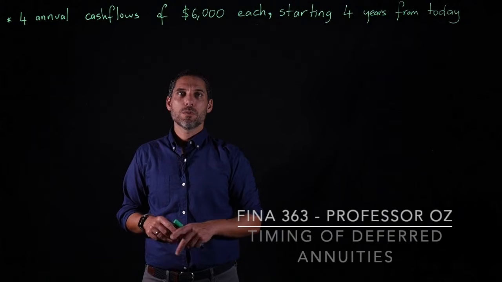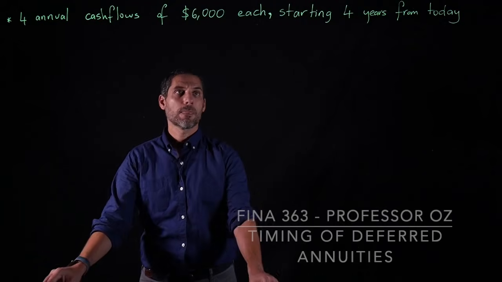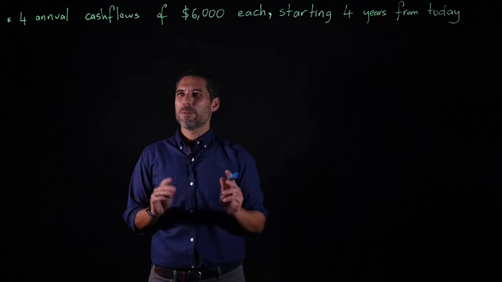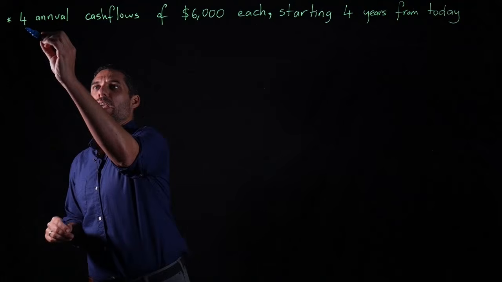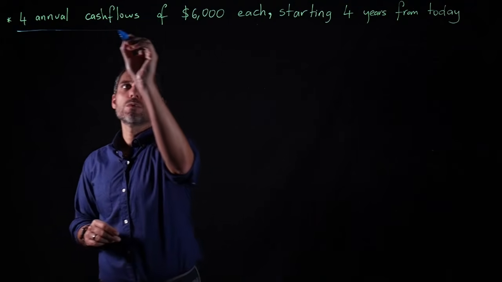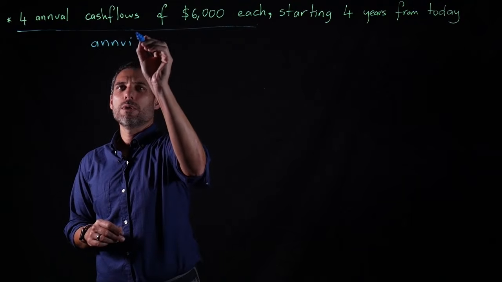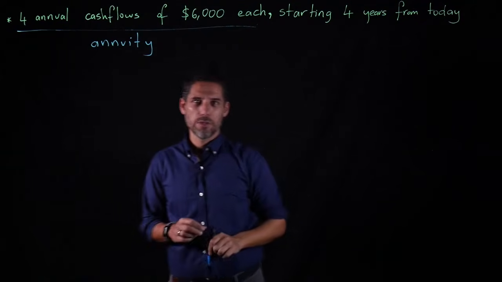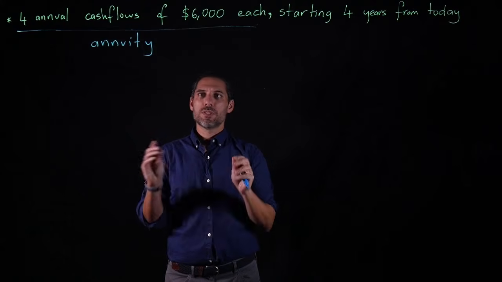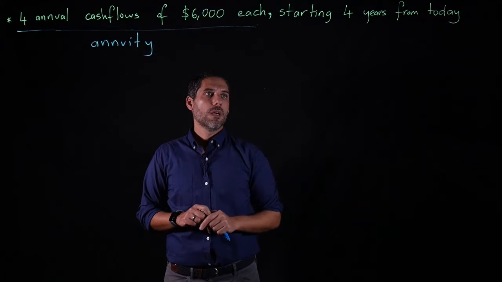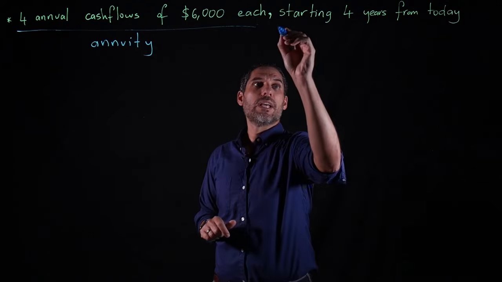4 annual cash flows of $6,000 each, starting 4 years from today. All right, we're going to be careful with this. We have 4 annual cash flows of $6,000 each. That's an annuity. Okay, we have equal cash flows, equal intervals. So we can treat this as an annuity instead of individual single cash flows. Starting 4 years from today.